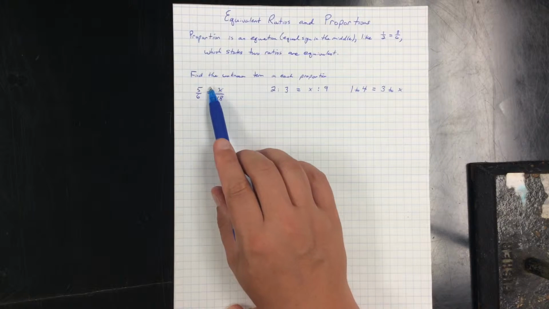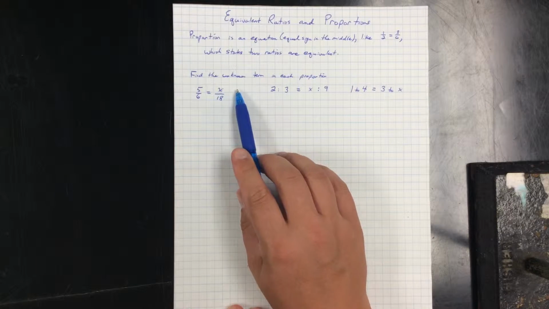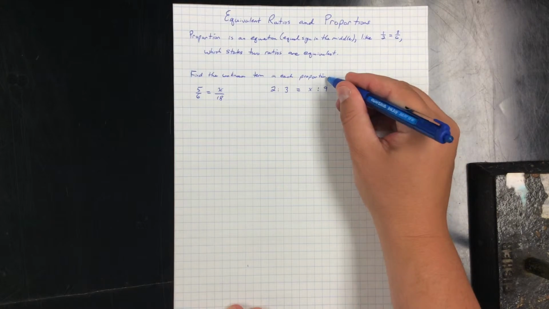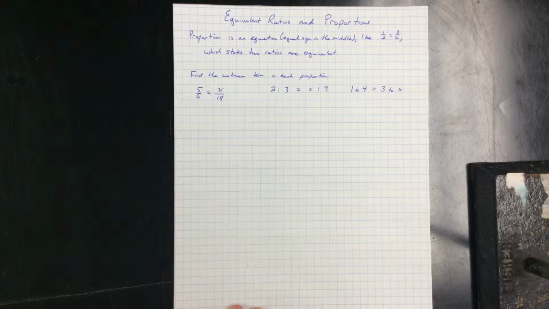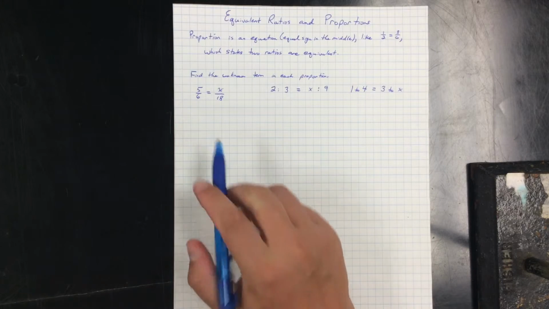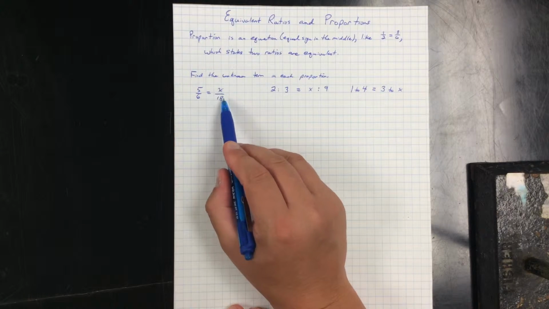Alright, so we're going to be finding lots of unknowns in our proportions. This is very similar to finding a missing numerator or missing denominator in a fraction question. Alright, so 5 to 6 is the same as something to 18.